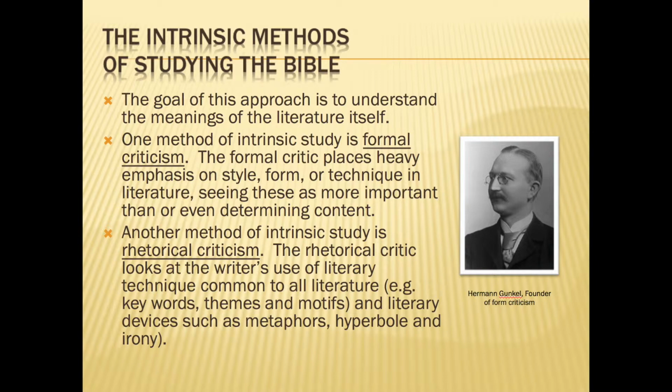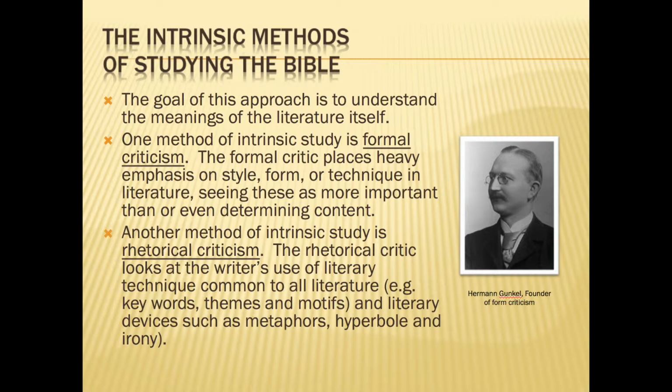The first is the intrinsic methods, and the goal of this approach is to understand the meanings of the literature itself. One method within this is formal criticism. The formal critic places heavy emphasis on style, form, or technique in the literature, and even structure. Some formal critics will see these elements as more important than even the content itself.